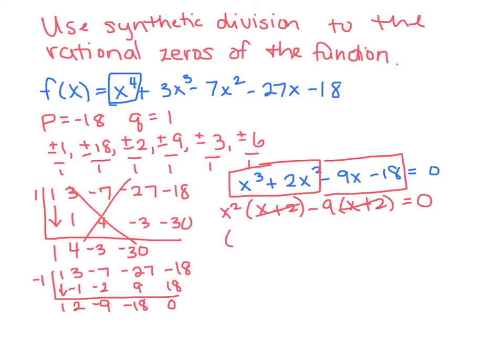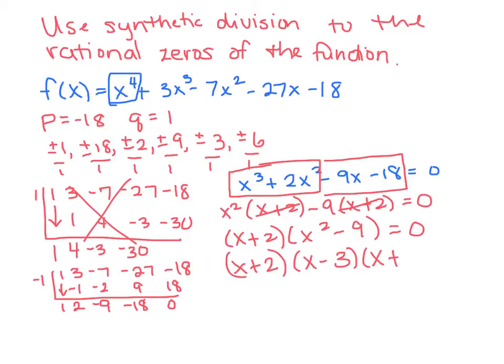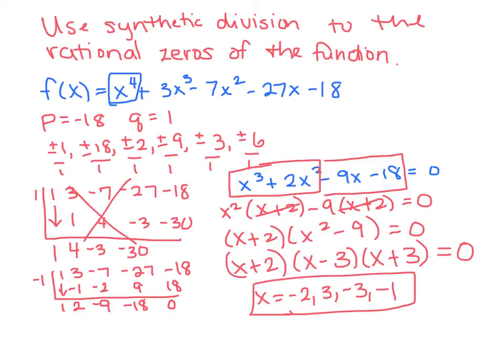pull the x plus 2 out, write what's not in the parentheses, and factor. Alright, so we have the difference of two squares. So now we're going to set each of those equal to 0 and solve. So we're going to get -2, +3, -3, and then the -1 that worked in the beginning. So 4 solutions because it's to the 4th power. Okay.